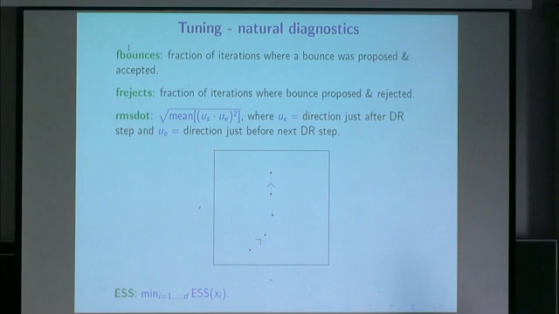Finally, effective sample size, just for the graphs I'm going to show, it's the minimum over all the dimensions of the effective sample size, and typically that's the 25th dimension because that's the most stretched.